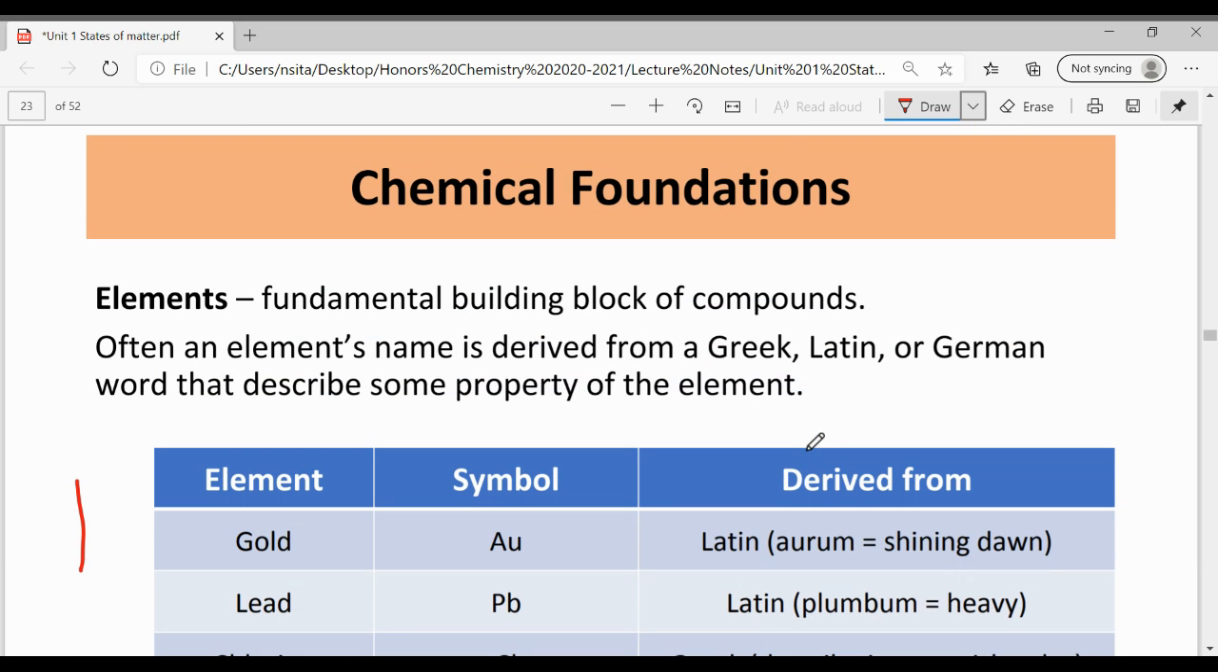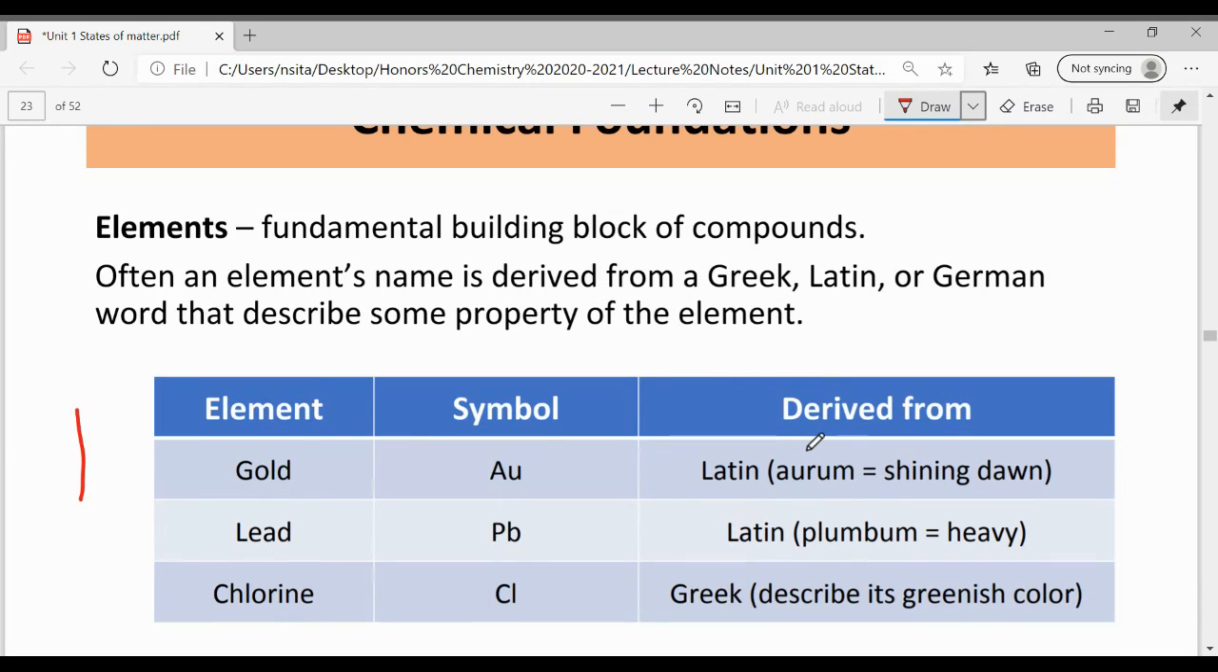Okay, this is part two of learning unit one, chemical foundation. We'll start off with elements first. If you have time, you might want to grab a periodic table. An element is a fundamental building block, and it's just like the alphabet: A, B, C, D. When you put the alphabet together, it forms a word, right? When you put different elements together, it produces a compound.